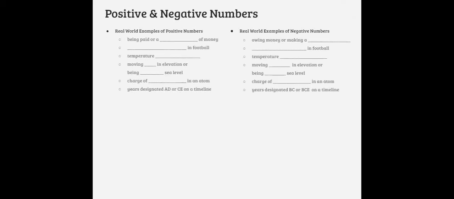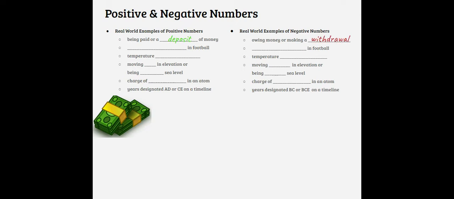Okay, the next section of our notes is about real world examples of positive numbers and negative numbers. On your notes, all of the positives are listed at the top and the negatives are listed at the bottom. Mine are side by side so that we can go back and forth and talk about these opposites of each other. So, being paid or getting a deposit of money, putting money into your bank account, is a positive number. If you owe money, if you have a debt, if you make a withdrawal, if you take money out of your account, that is a negative number.